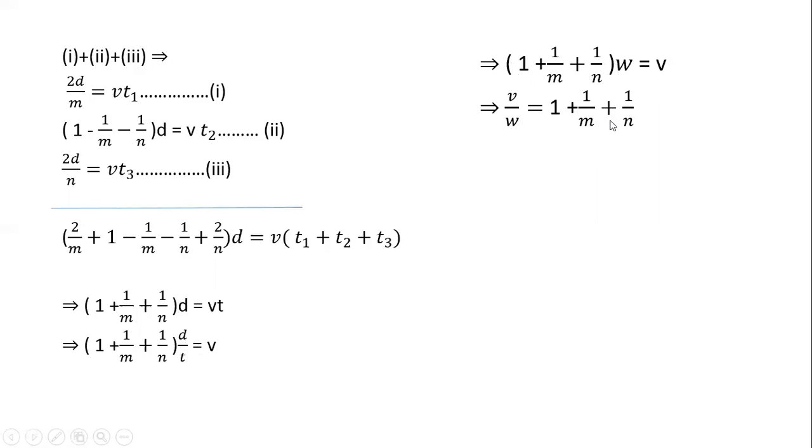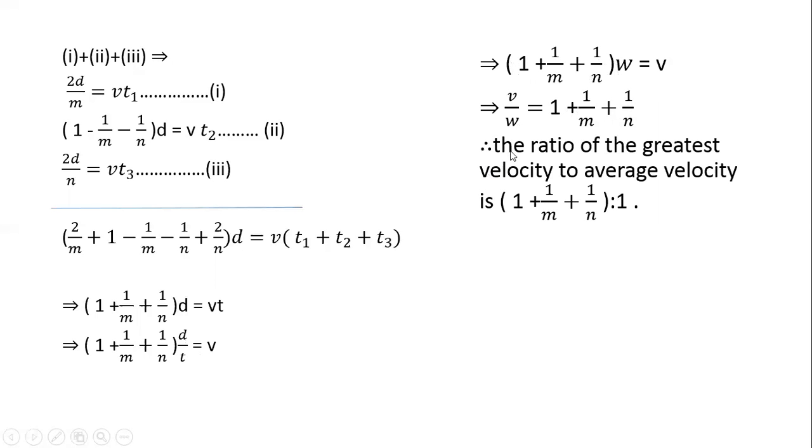equation. So the ratio of the greatest velocity to average velocity is 1 plus 1 by m plus 1 by n ratio 1, because here v is the greatest velocity and w is the average velocity.